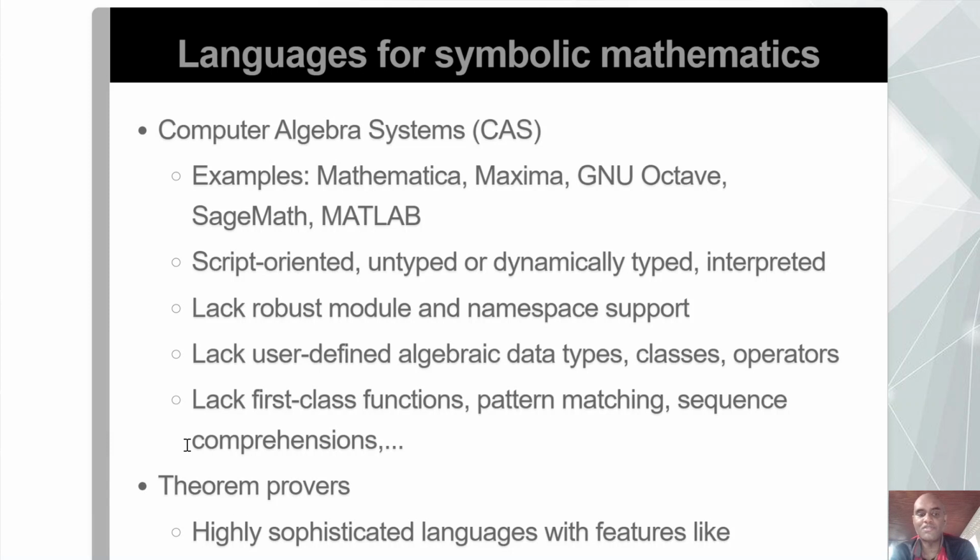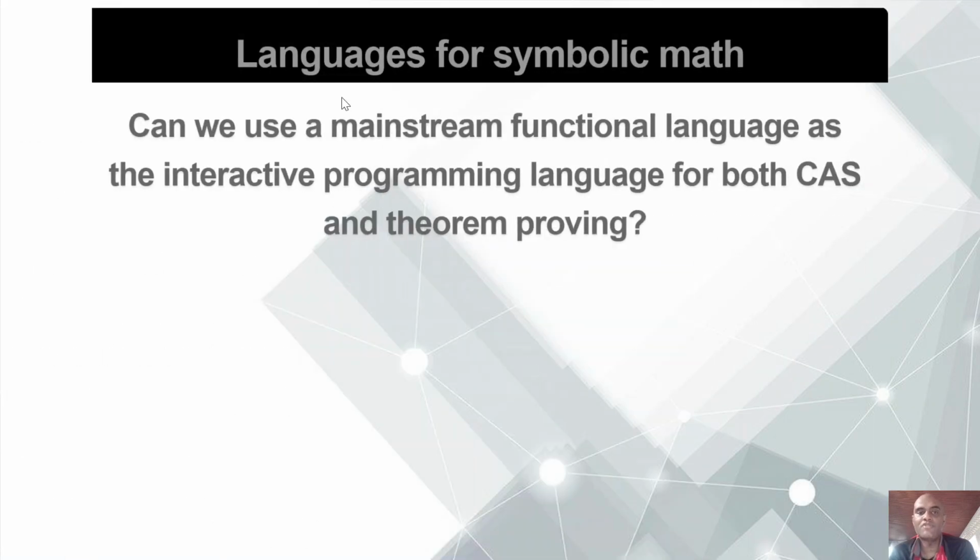We can contrast this with theorem provers. Theorem prover languages tend to be really sophisticated and they have features like dependent types, but they tend to have a relatively small developer community and relatively limited commercial adoption compared to more mainstream languages like F Sharp and OCaml, Haskell. So the basic research question that Sylvester tries to answer is, can we use a mainstream functional language like F Sharp as the interactive programming language for both a computer algebra system and a theorem prover?